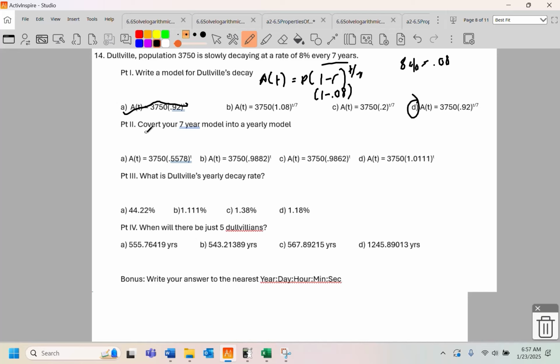Convert your 7-year model into a yearly model. So what we're going to do is take our model, 3750.92, and move part of t over 7, a 7th of t. So we're going to move that 1/7 to the interior.